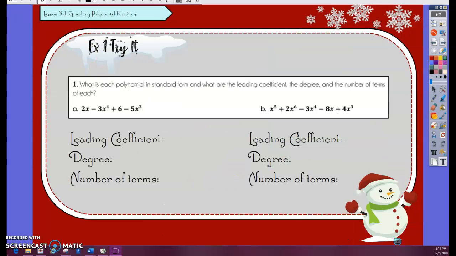Example 1 was pretty easy. You could do the try it on your own and check the answer key on Canvas. I think you'll find it pretty simple once you remember what each vocab word means, and don't forget to write them in standard order. That means you want the highest power to be written first and then descend from there.